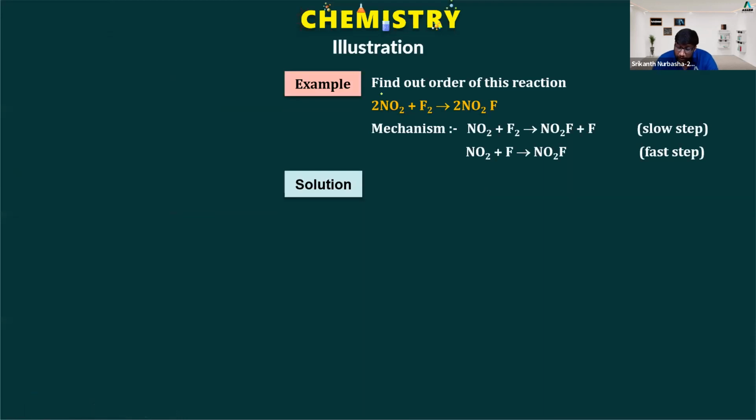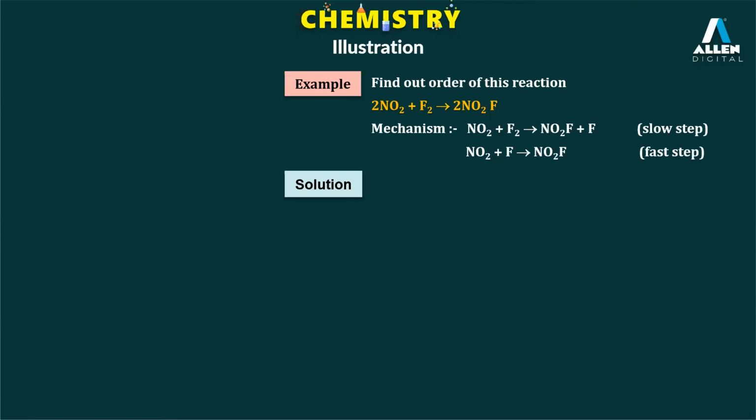Try to solve this. Find out the order of this particular reaction. 2NO2 plus F2 gives 2NO2F. Mechanism is given. NO2 plus F2 gives NO2F plus F. NO2 plus F gives NO2F. Slowest step. Which one is the slowest step?